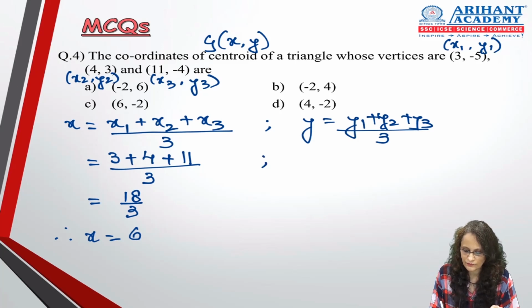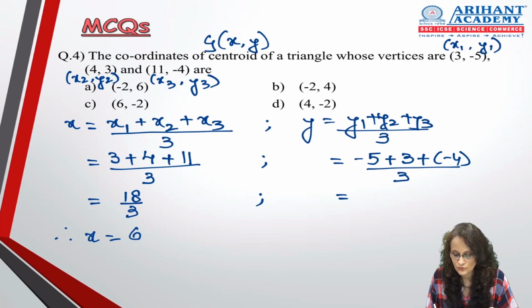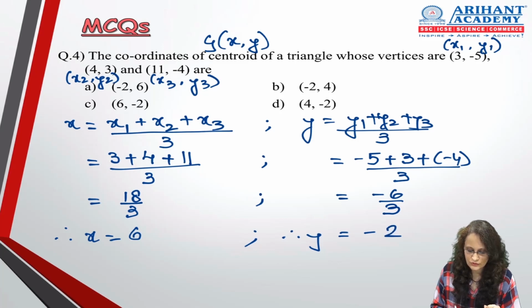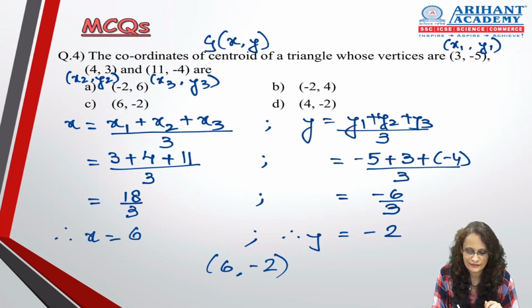Let's confirm. So y1 is minus 5 plus y2 is 3 plus y3 is minus 4 upon 3. So minus 5 plus 3 is minus 2. Minus 2 minus 4 will give you minus 6 upon 3. So therefore, I will get y is equal to minus 2. So see, x came 6, y came minus 2. Which means what we had thought, that C is the option, is our correct thinking. C is your correct answer.